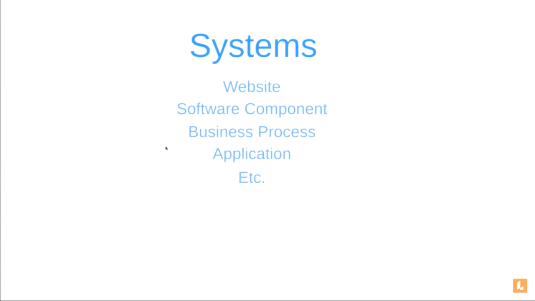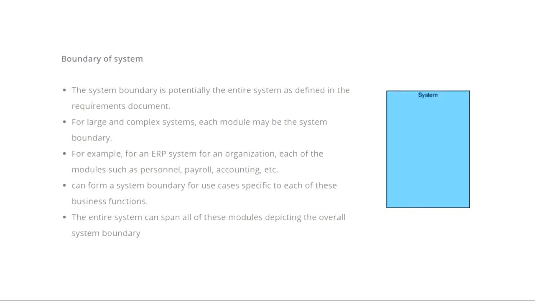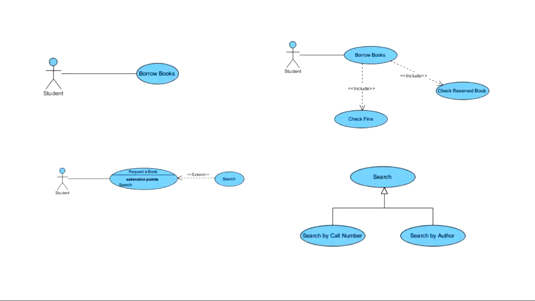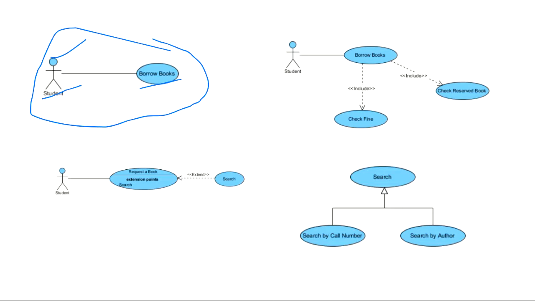Right? And these were our relationships. First relationship is this association. This association directly means that this actor student is interacting or doing this thing. It is simply the association of this actor with this use case, meaning this actor is initiating or is associated with this use case, right?